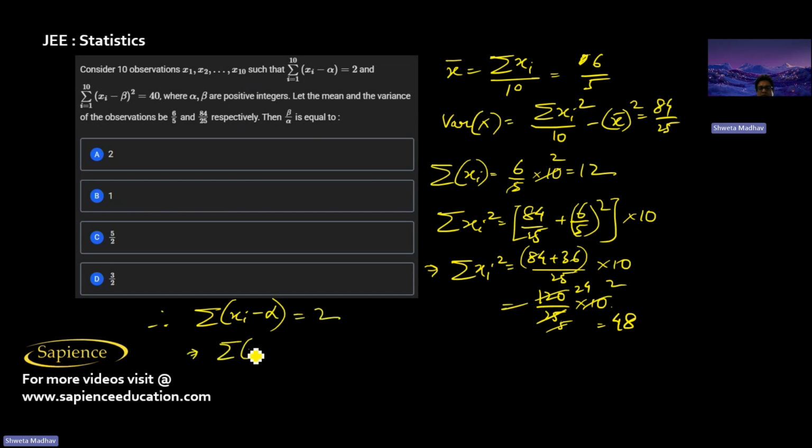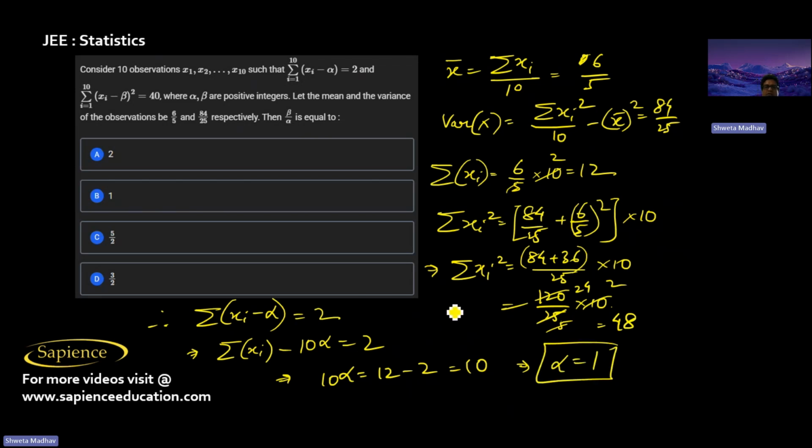Therefore I can write summation xi minus summation alpha, means 10 times alpha, is equal to 2. So therefore 10 alpha will be summation xi, that is 12, minus 2. It is 10. So therefore alpha will be equal to 1. Alpha is equal to 1. Now beta we have to find out.